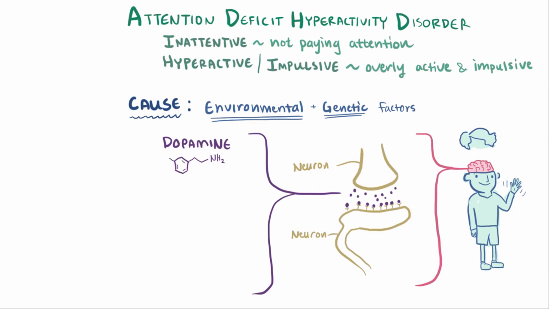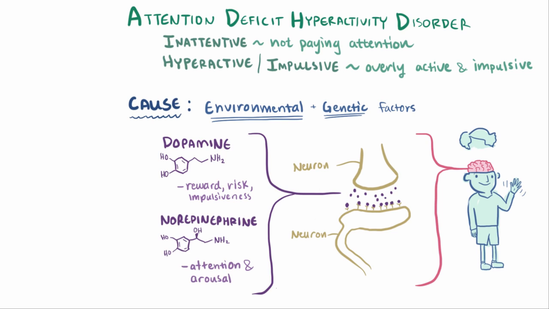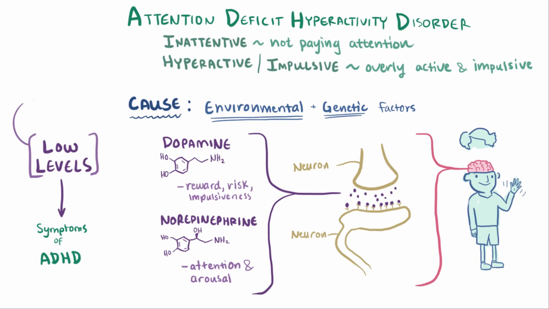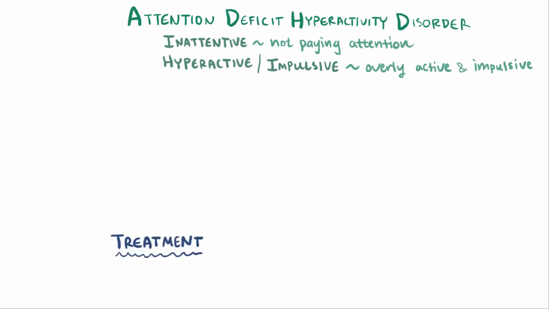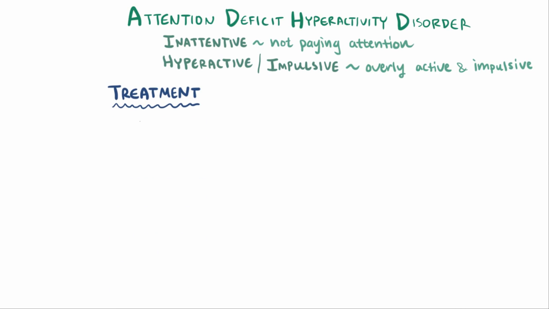Dopamine is a specific neurotransmitter that gets released when the brain's involved with behaviors like getting a reward, taking a risk, and being impulsive. Norepinephrine is another neurotransmitter involved in attention and arousal. It's thought that lower amounts of these two neurotransmitters floating around contributes to symptoms of ADHD. The reason why these neurotransmitters might be down in the first place is still not well understood, and research remains ongoing.